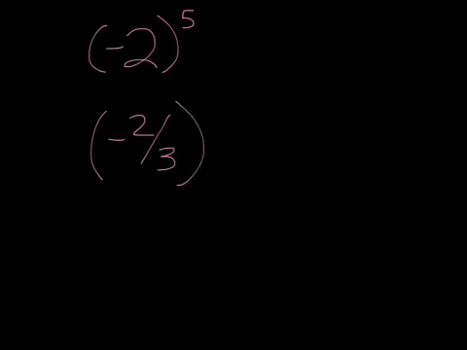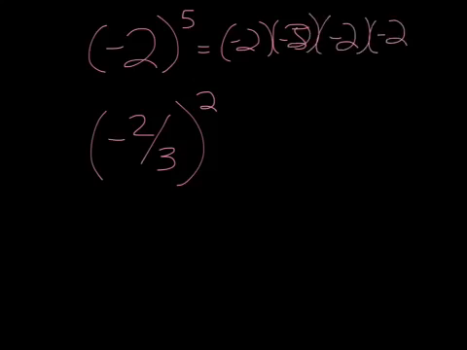I know you're getting tired of listening to me, but what if there are negative numbers, like the bases are negative and there are powers? So let's say that you have negative 2 to the fifth power, or you have something like negative 2/3 to the second power. Do you know what that means? Well, it just means negative 2 times negative 2 times negative 2 times negative 2 times negative 2.